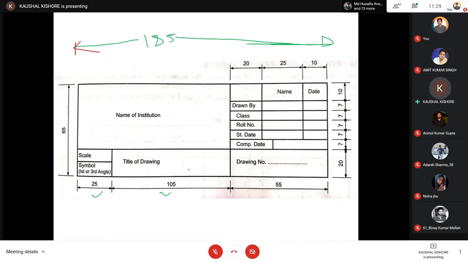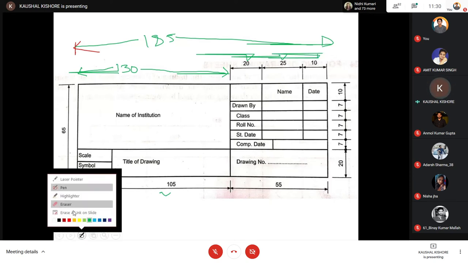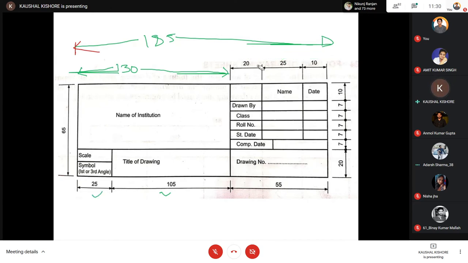First of all, you have to divide this block into two parts. The first one is 130. You can see from the left side this part is 130. Then after that, 45 means you have to draw 20, 25, and then 20. So this is 20, 25, and then 10.